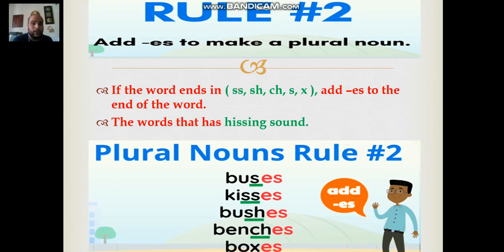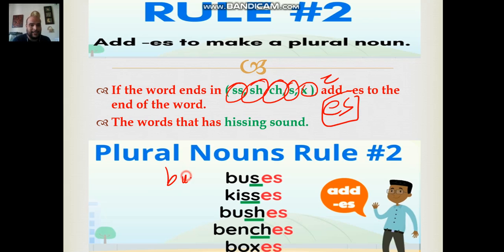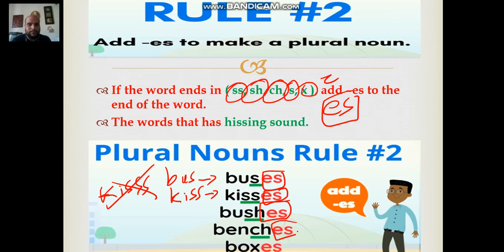Number 2, if you have a noun that ends in double S, SH, CH, S, or X, or Z, just add an ES. Just like bus, it's going to be buses, but you have to add ES. Kiss, it's going to be kisses, but you have to add ES. You cannot add a third S, it's obvious. Wrong, you see? Bush, bushes. Bench, benches. Box, boxes. You see? Whenever you have one of those, just add the ES. And I have said, for an example of Z, quiz, quizzes. It's too clear. Let's move on.